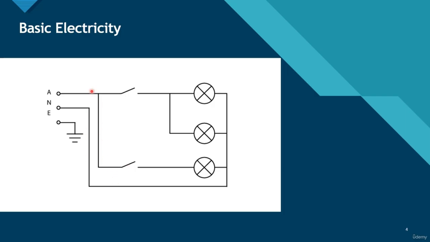So this is a single pole double throw switch, which means it's got two legs, two switches. So with this one, you can control two of the motors. With this one, you can control one. With both of these closed, then all three of these will be on. So that's a basic electrical circuit.